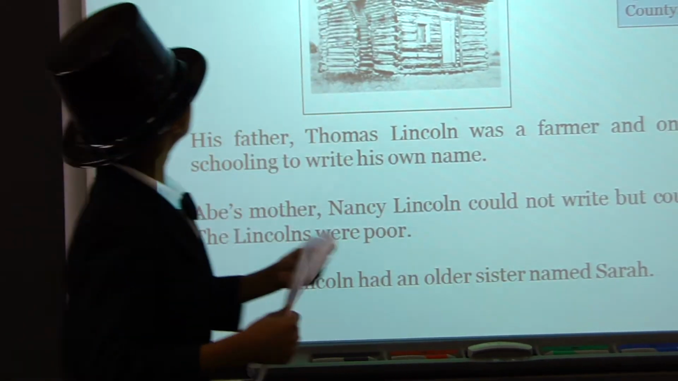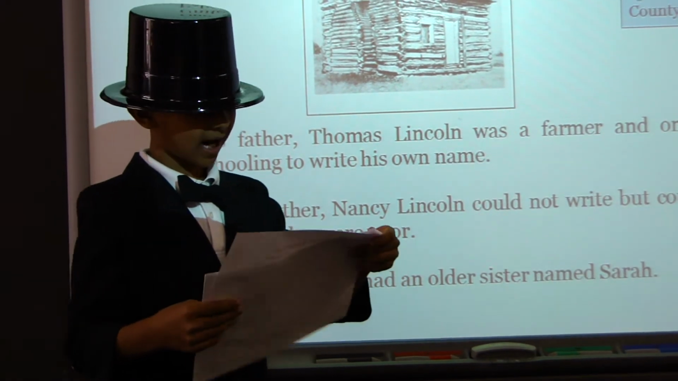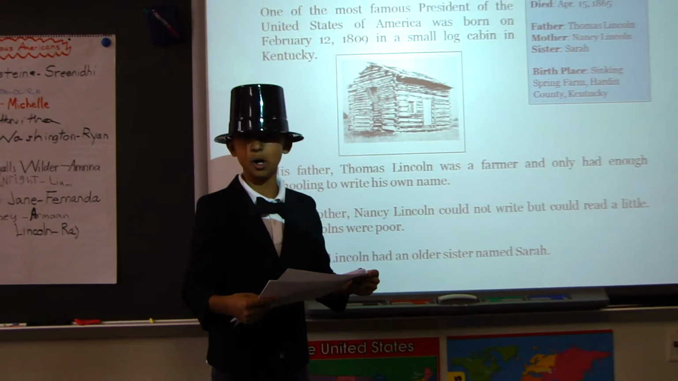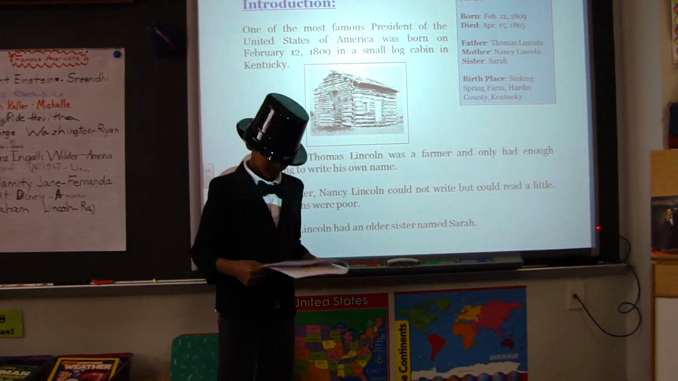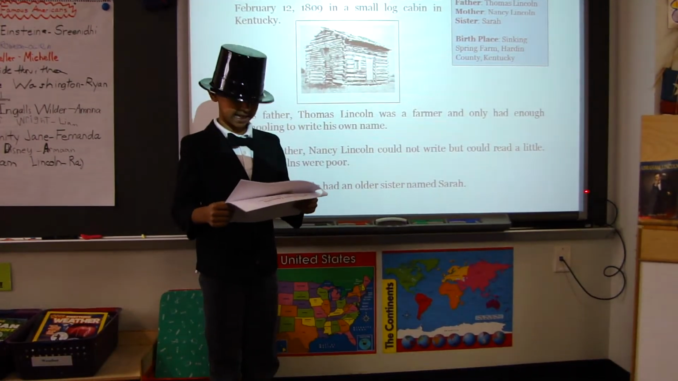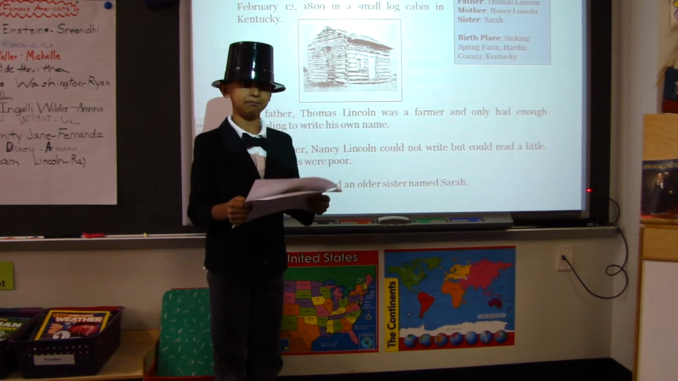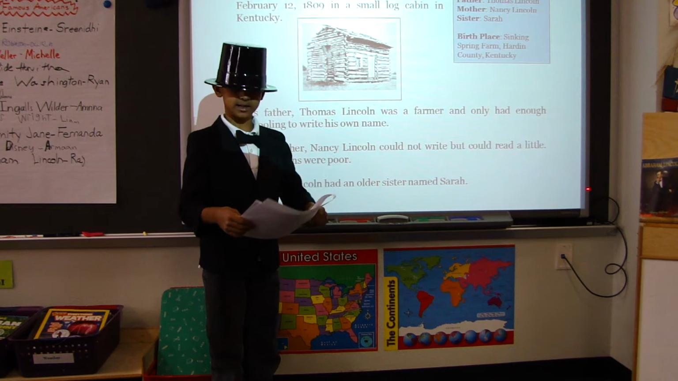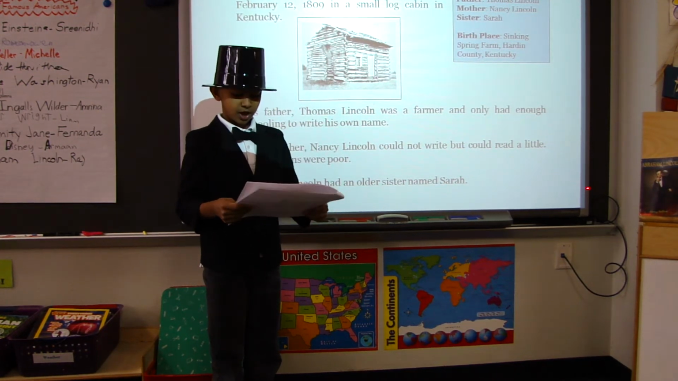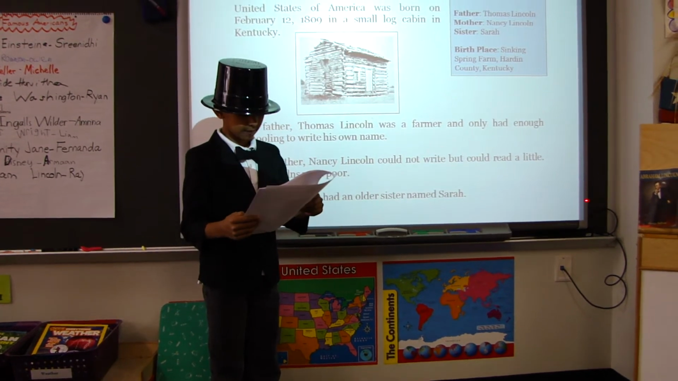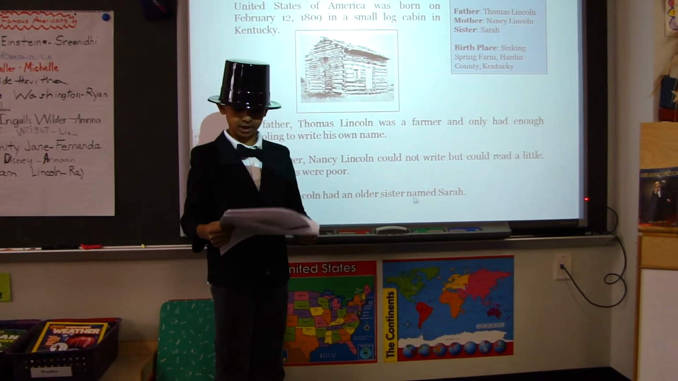Introduction. One of the most famous presidents of the United States of America was born on February 12, 1809, in a small log cabin in Kentucky. His father, Thomas Lincoln, was a farmer and only had enough schooling to write his own name. Abe's mother, Nancy Lincoln, could not write but could read a little. The Lincolns were poor. Abraham Lincoln had an older sister named Sarah.